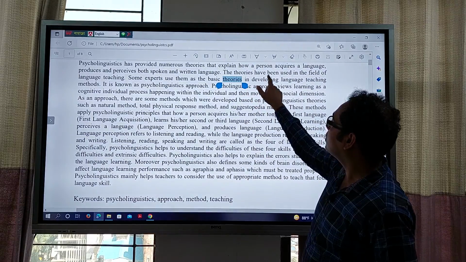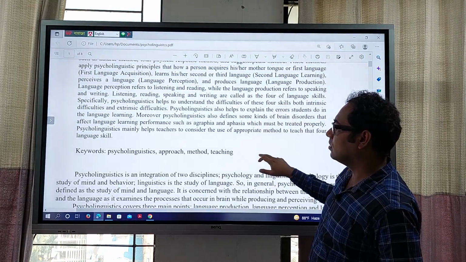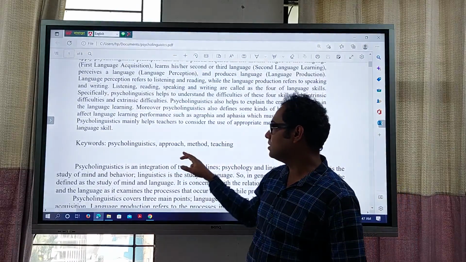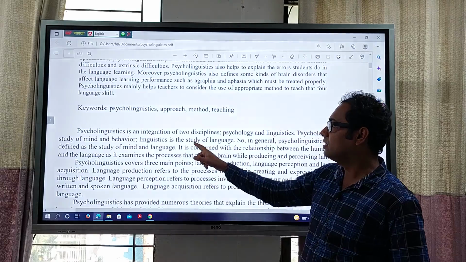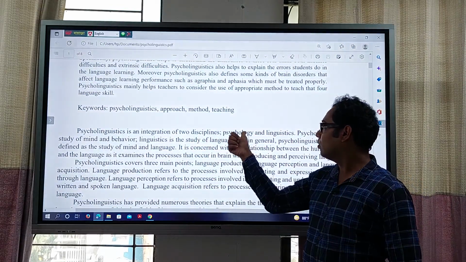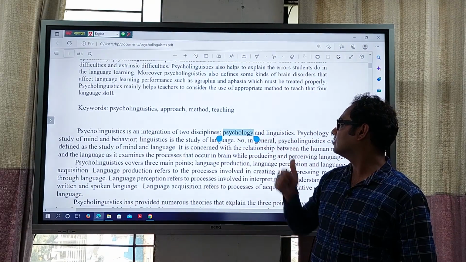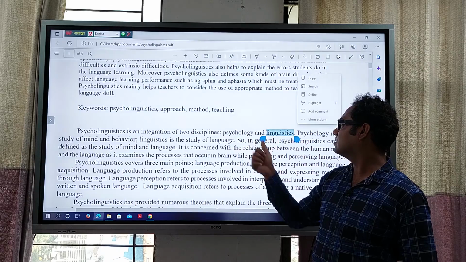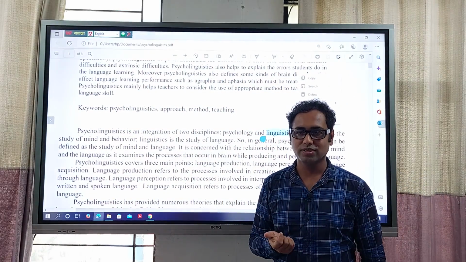So we will talk about the theories that have been used in the field of language teaching here. As you know, these are the keywords: psycholinguistics, approach, methods and teaching. So psycholinguistics is an integration of two disciplines: psychology and linguistics, as you can understand. So psychology and linguistics is very interesting.